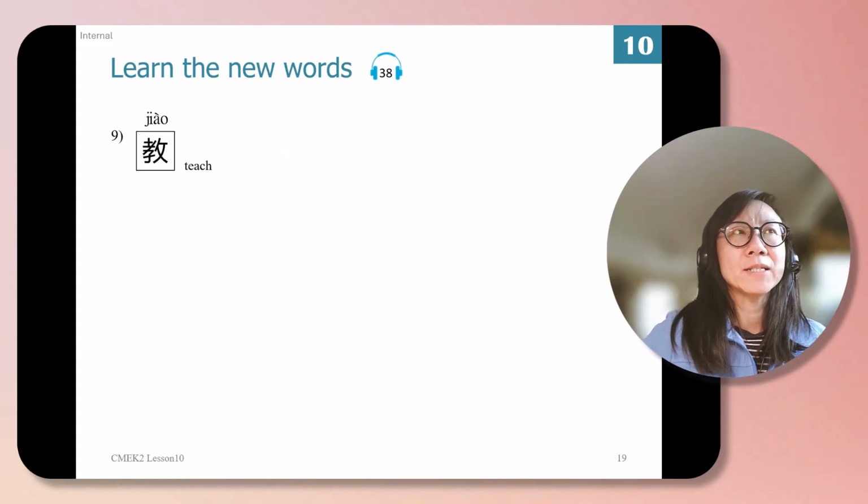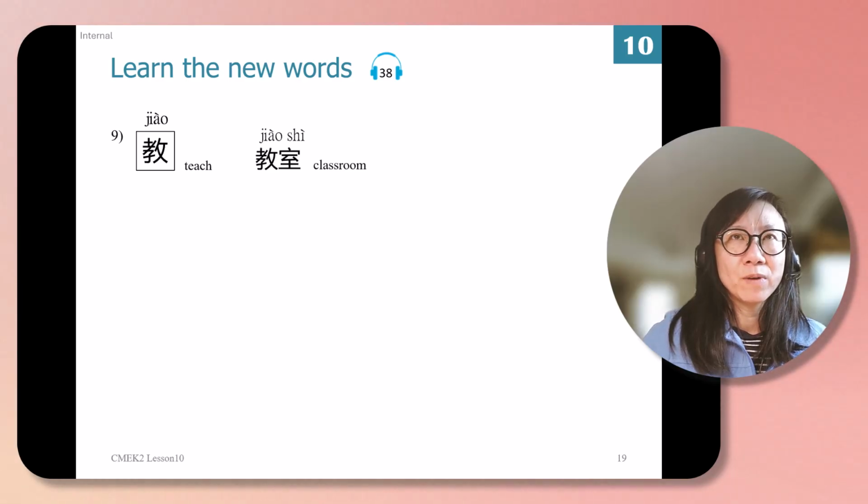The next word is 教. And 教 here is a verb meaning teach. So the teaching room, or the room where the teaching activity happens, is the classroom, and it's called 教室. So the 室 is for room.